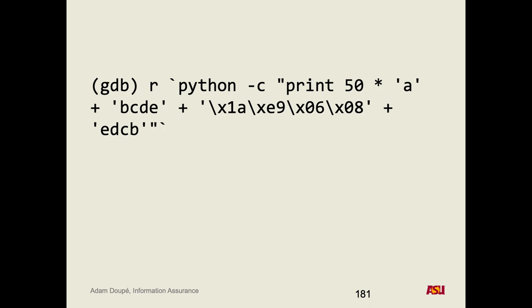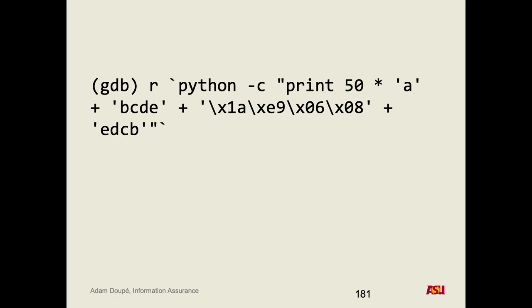So let's look at a little example. Now we're going to run this program. We're going to pass in 50 A's. Why 50? The buffer. So that gives us the buffer. And then what are the next 4 bytes? What is that going to be overwriting? The base pointer. And then the next 4? The instruction pointer. Why is this backwards? Yeah, because of little endian.